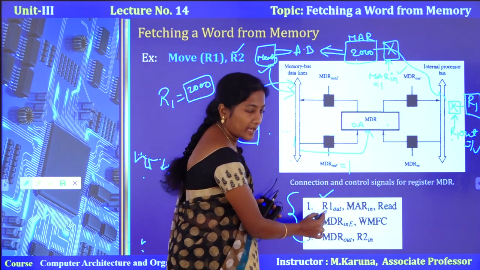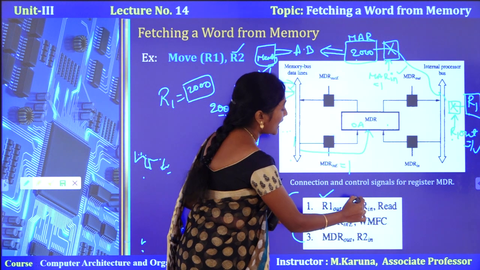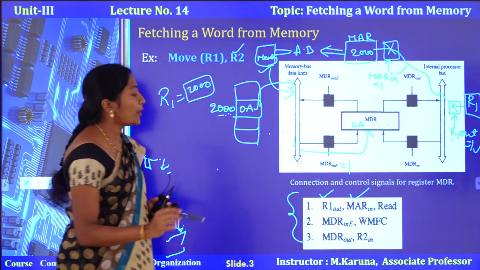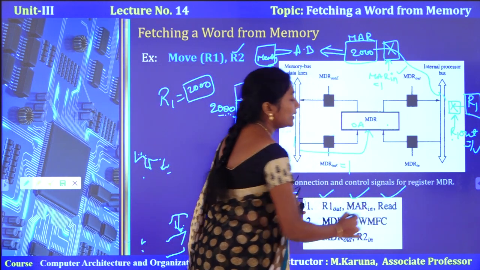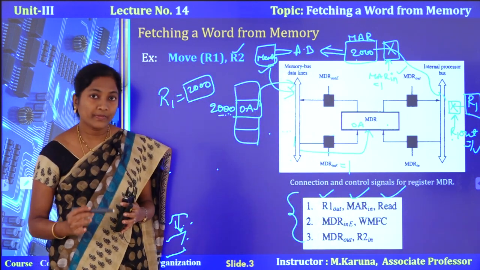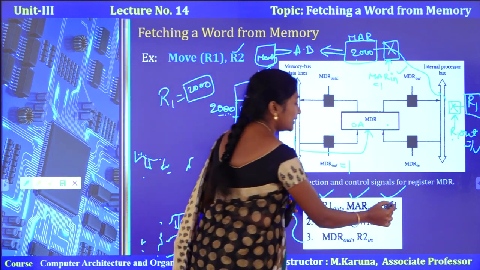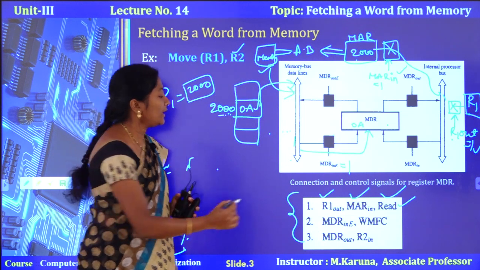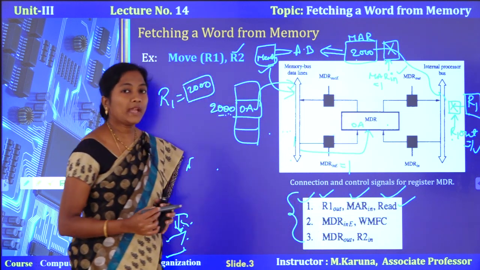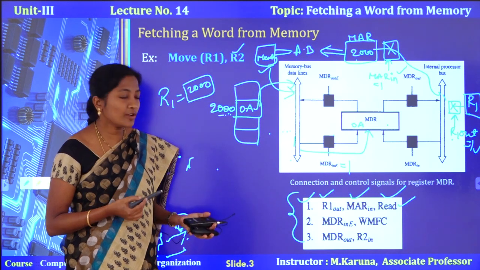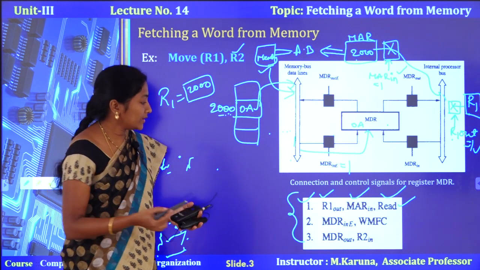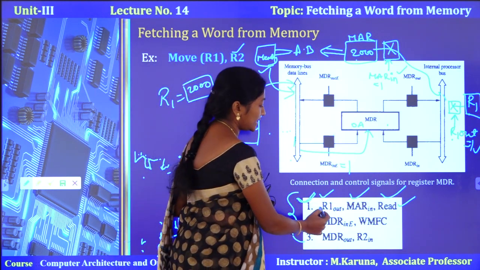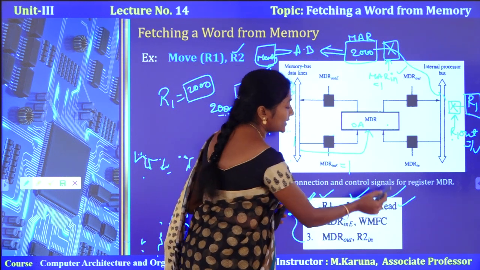That is what we are mentioning here, R1 out and MAR in control signals, and then the processor immediately issues a read signal to the memory. So, these actions are performed in one step. Any instruction requires a sequence of actions. This is the first action, which contains the control signals R1 out, MAR in and the read signal.